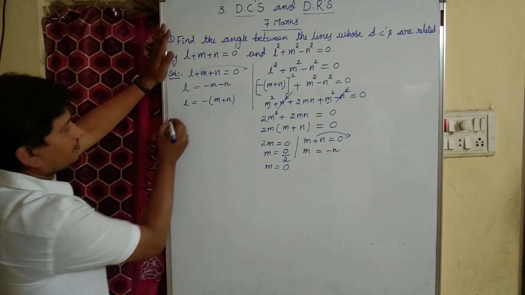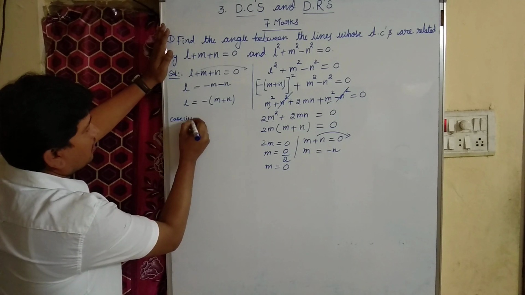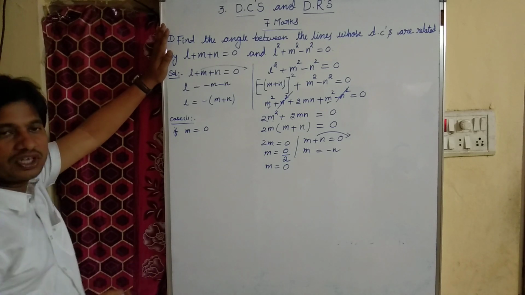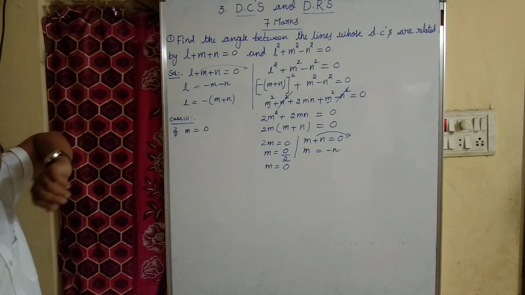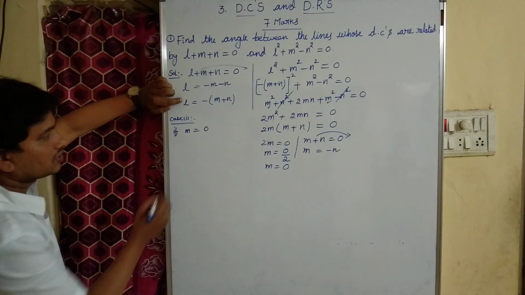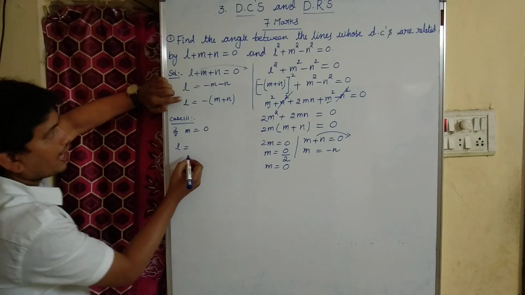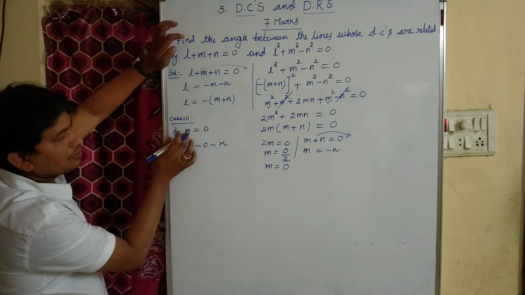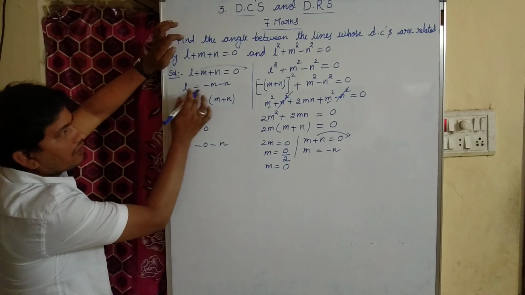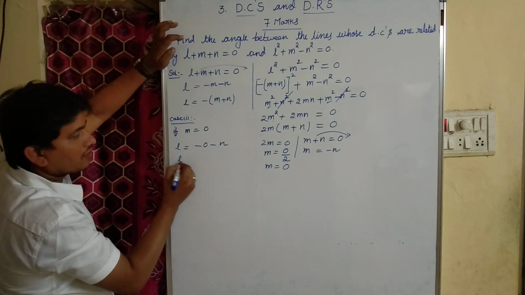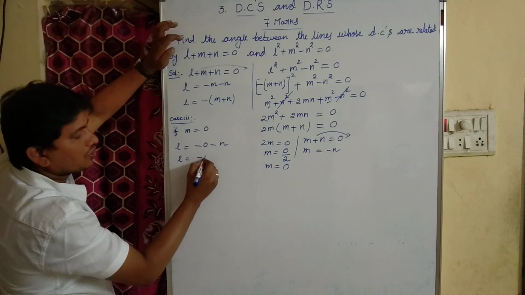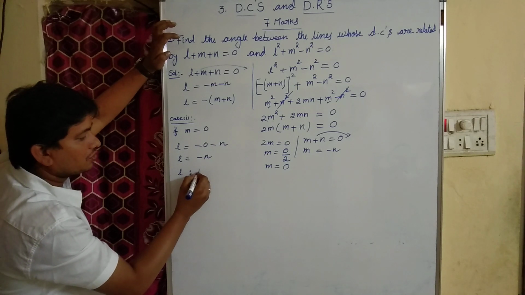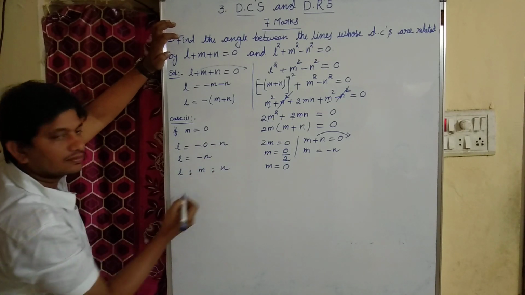Case 1, if M equal to 0. Now let us find the L value. Substituting 0 in place of M, L equals minus M minus N, so L equals minus 0 minus N, which is equal to minus N.